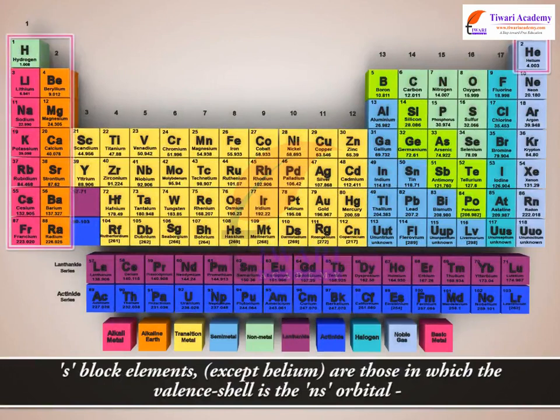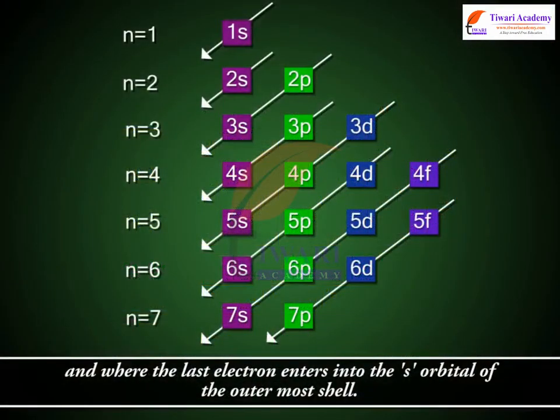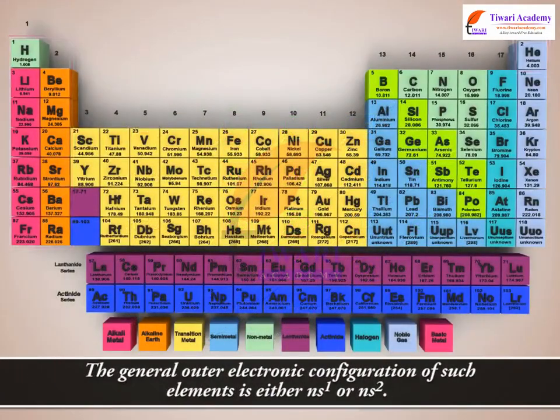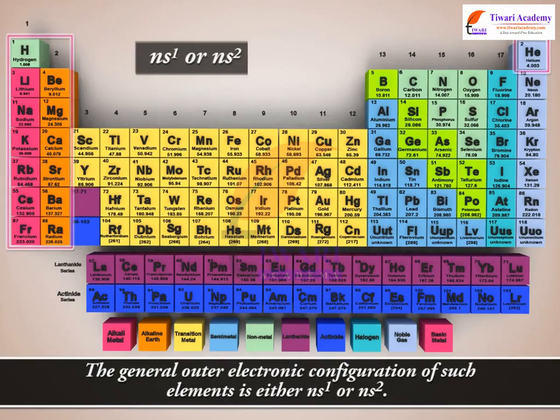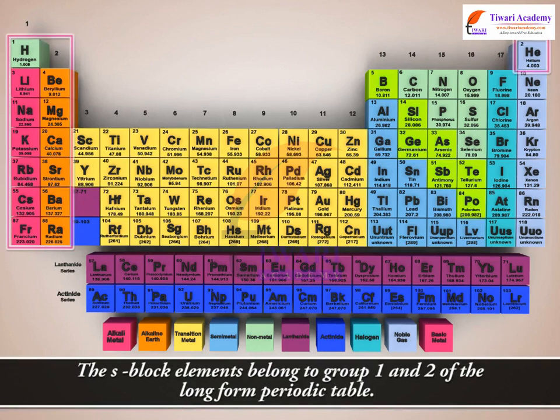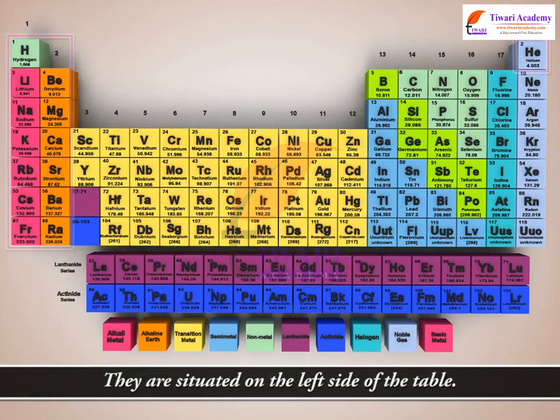S block elements, except helium, are those in which the valence shell is the ns orbital and where the last electron enters into the s orbital of the outermost shell. The general outer electronic configuration of such elements is either ns1 or ns2. The s block elements belong to group 1 and 2 of the long form periodic table. They are situated on the left side of the table.